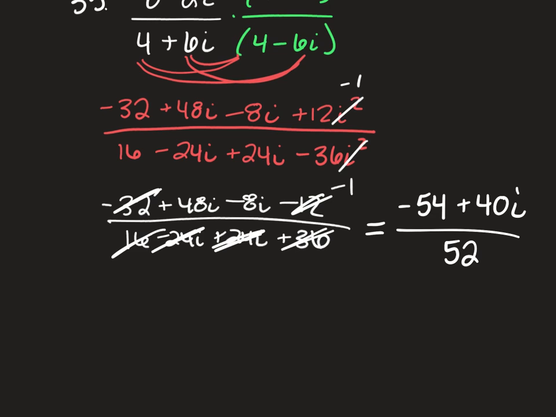What did I do wrong? That's 44, not 54. I can't do math. I mean, I can do math. That's why I teach math. But I was like, 54 and 52 can't be divisible by 4. Then we divide everything by 4, which is going to give you the negative 11 plus 10i over 13.